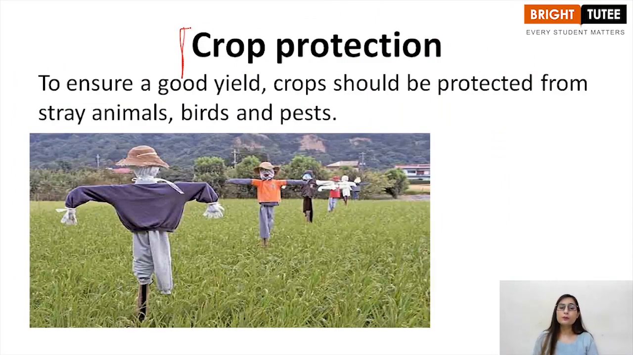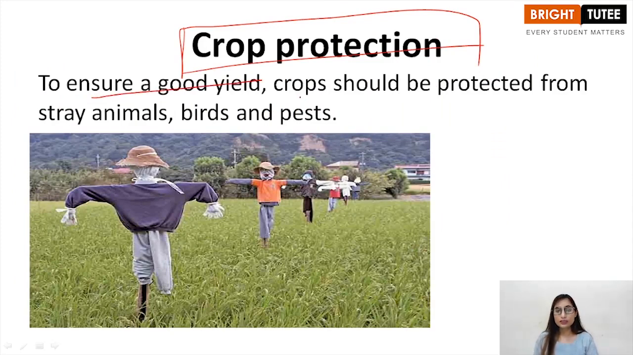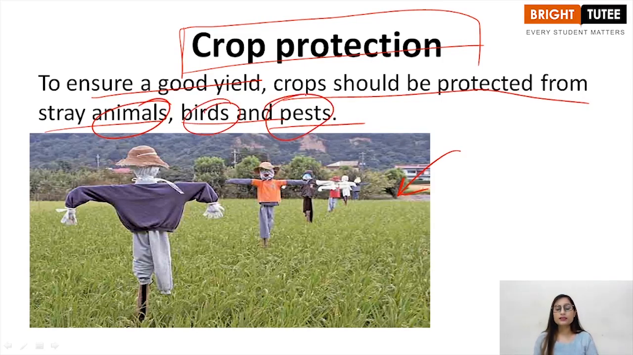Now comes crop protection. What is crop protection? Students, crop protection is done to ensure a good yield. Crops should be protected from stray animals, birds and pests. Obviously, if there is something edible in the field, the stray animals, the birds and pests may come and eat the crop, right? They may even destroy your field. They will decrease your yield.